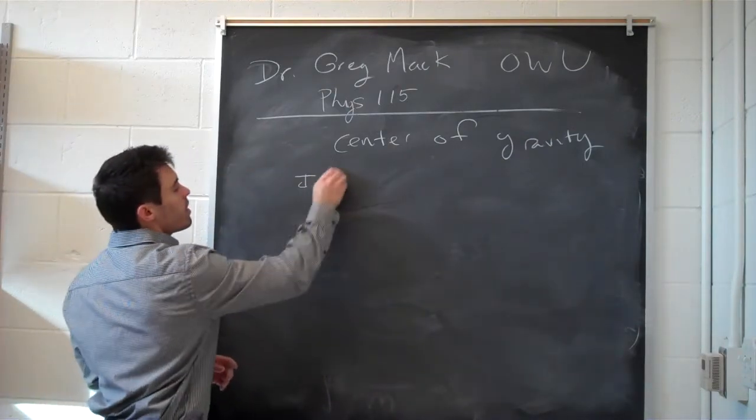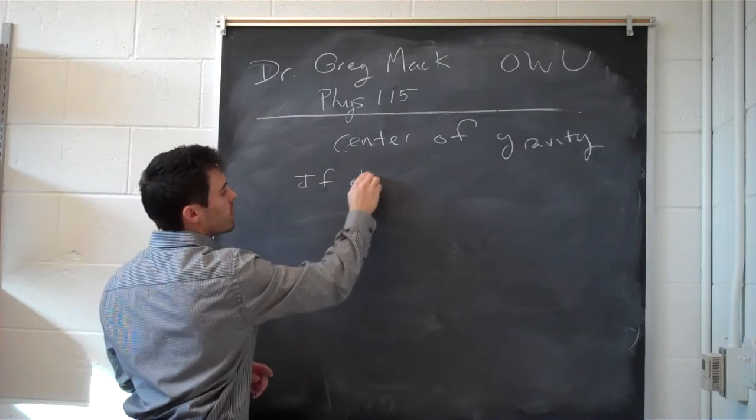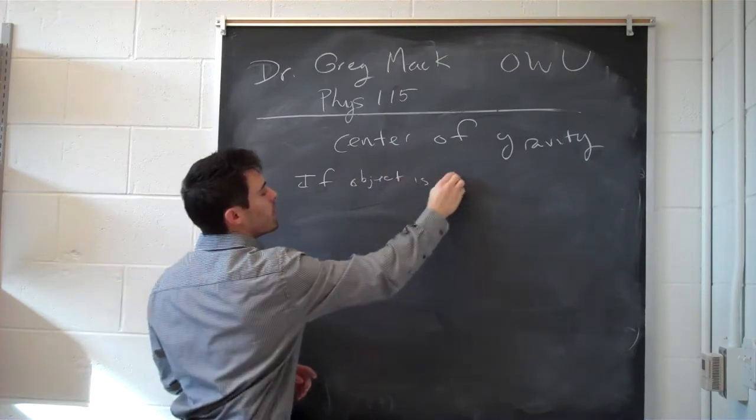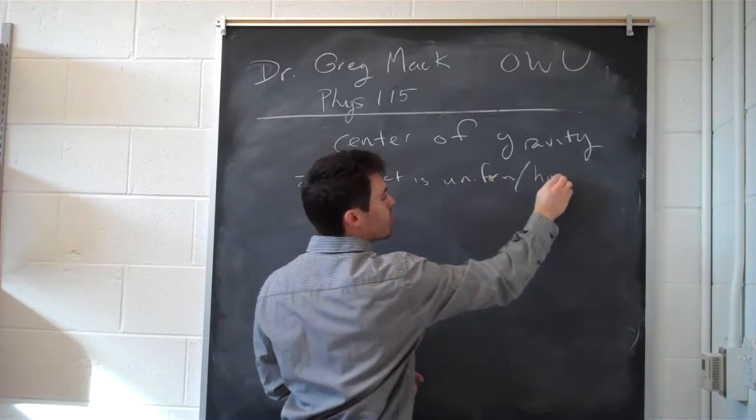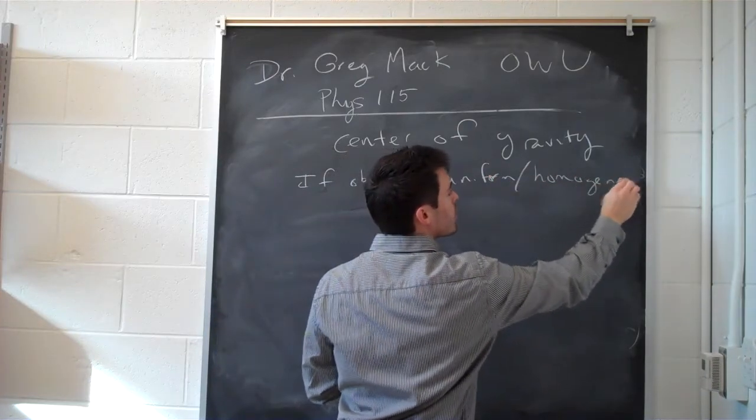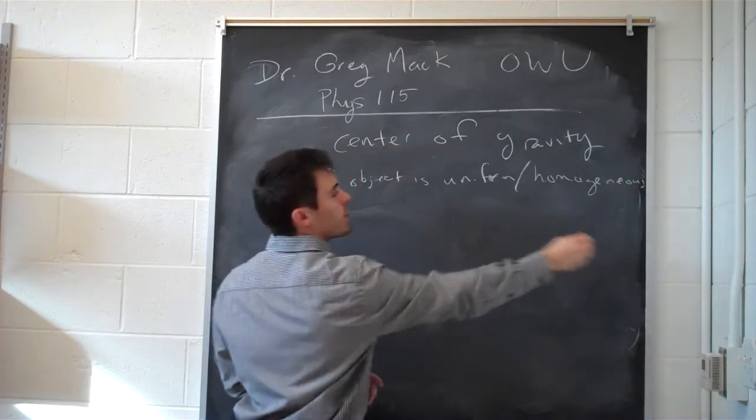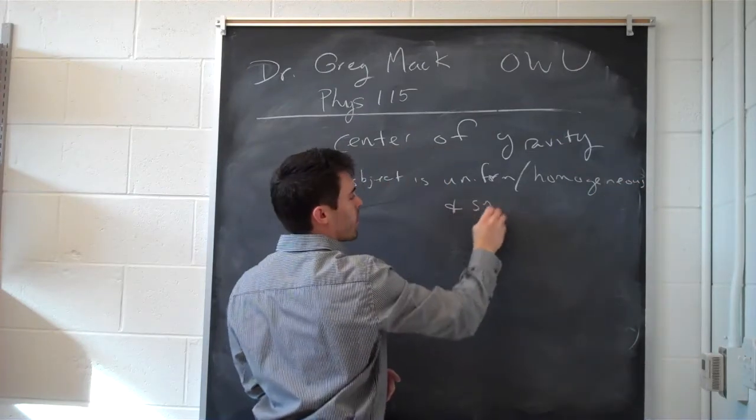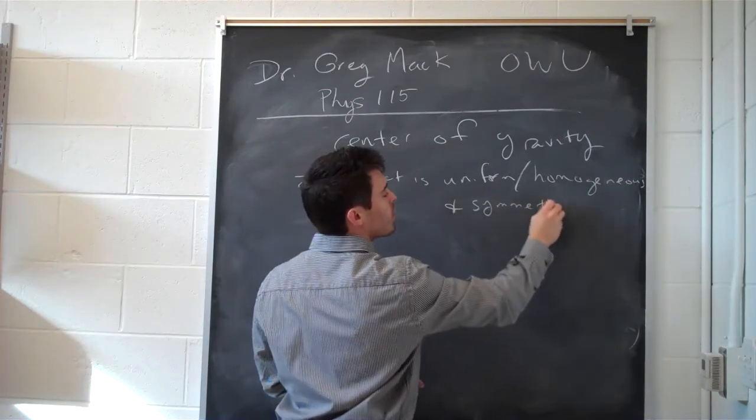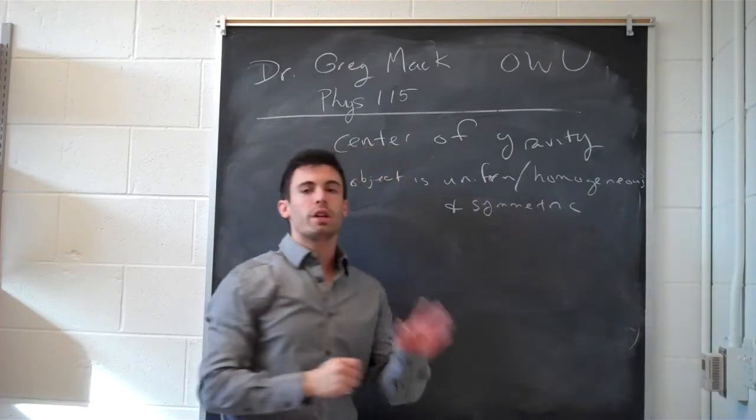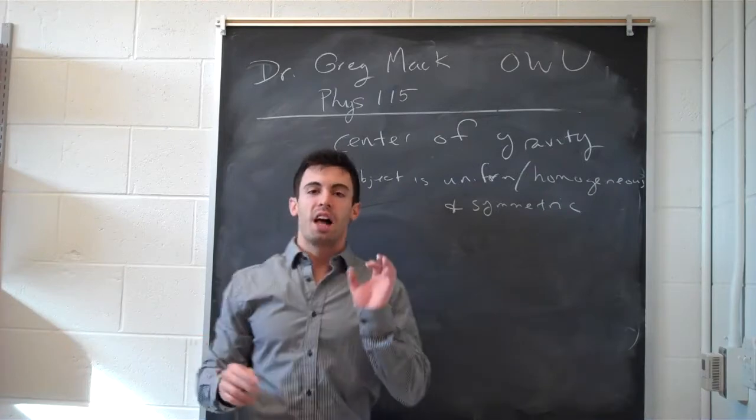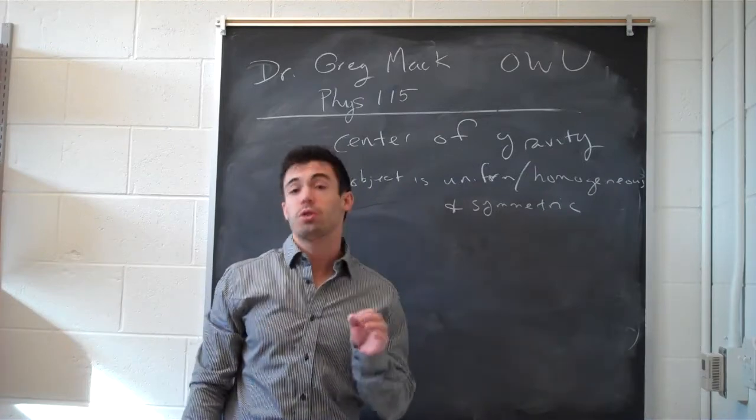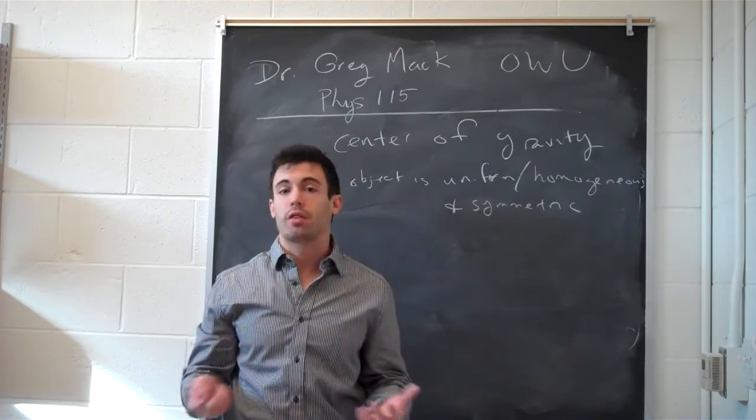So, if the object is uniform, homogeneous, and symmetric, then it's very, very easy to find where the center of mass is. It is just at the center of the axis of symmetry, and therefore the very center of the object.